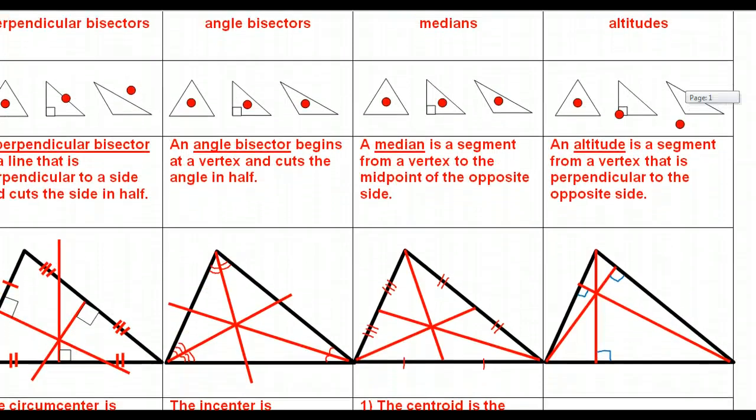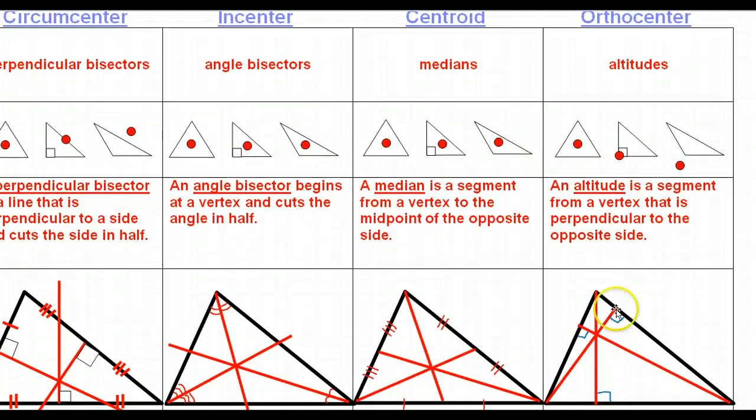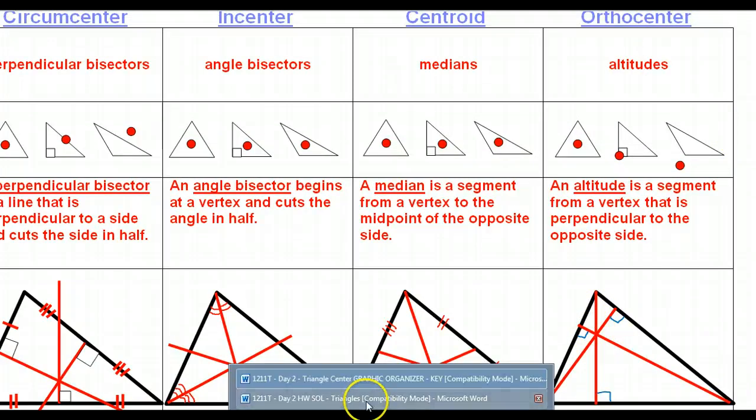Let's take a minute and remember what altitudes are. An altitude is a segment from the vertex that is perpendicular to the opposite side. So these are altitudes because they start at a vertex and they end up perpendicular. Notice that they do not have to be at the midpoint. They have to be perpendicular. Okay, so if you have altitudes all drawn, they will meet right here at the orthocenter.